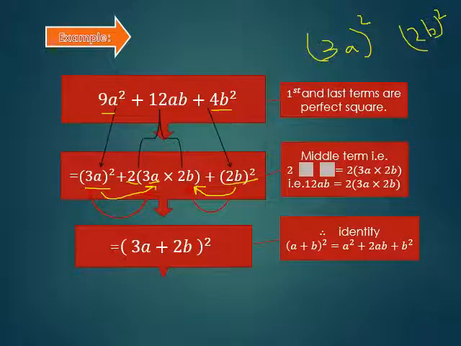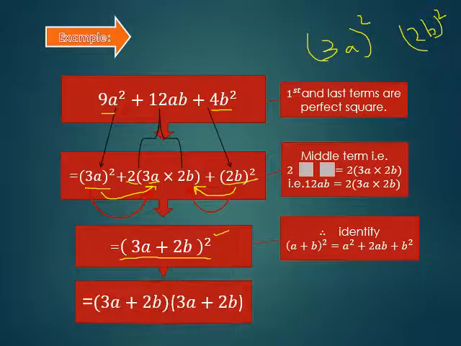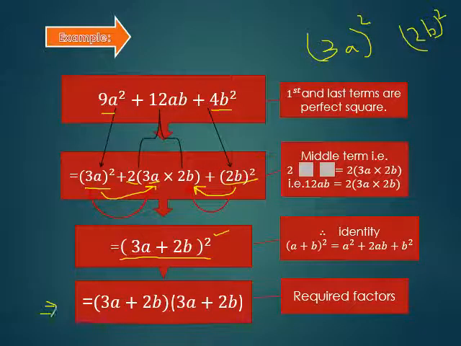So by using the identity, it is factorized as 3a plus 2b whole square, first term and last term whole square. As this is a whole square, it means two things multiplied by each other, they are just like each other, so it can be written as 3a plus 2b into 3a plus 2b. These are the required answers.